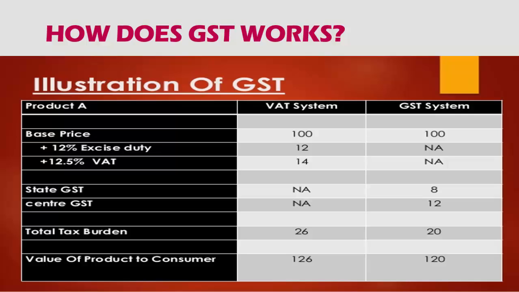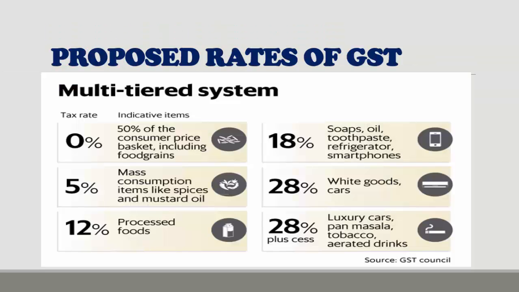That is rupees 8 and 12 which I am paying in the GST system. Total tax burden comes out to rupees 26 in the VAT system and 20 rupees in the GST system. Hence the value of products becomes cheaper in the GST system as compared to the current VAT system.